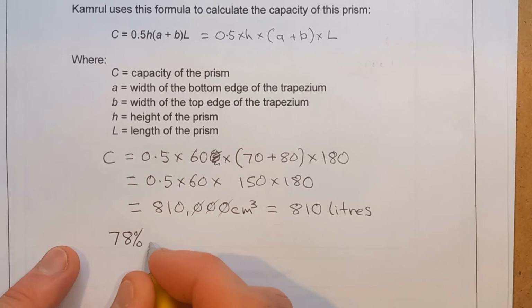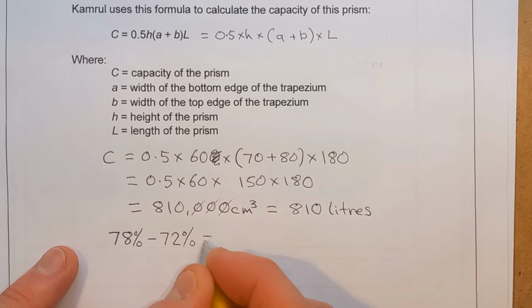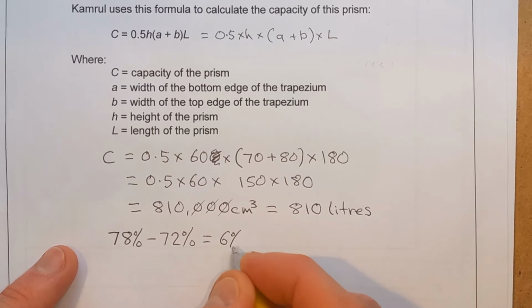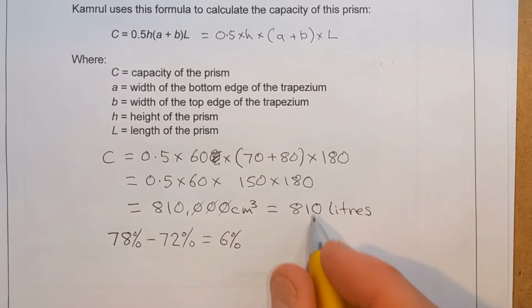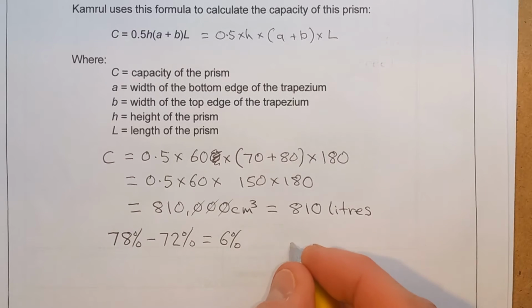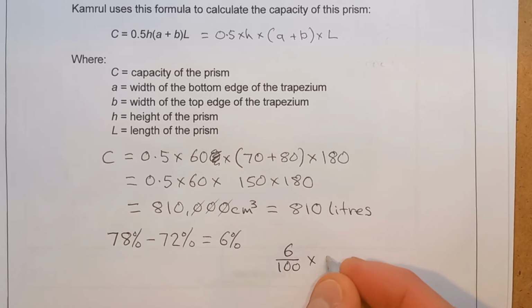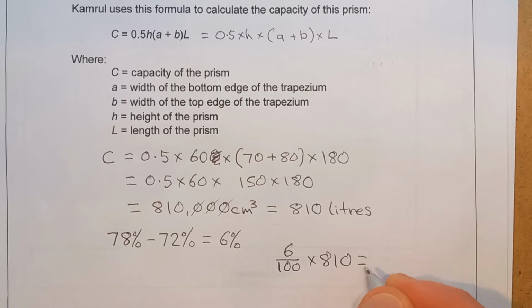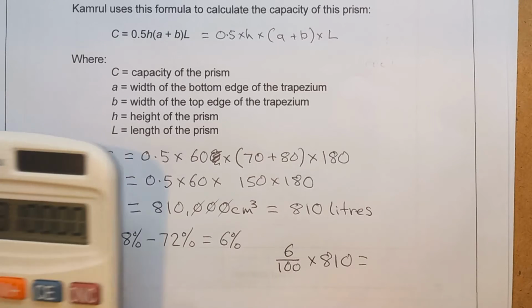So if he usually does 78% and we want to go down to 72%, actually, all we're interested in is 6%. So I'm going to do a shortcut and say, well, in that case, all I want to do is work out 6% of 810. So I can say 6 out of 100 times 810. So you can do it the other way and you'll see you get the same answer. This is just a bit of a shortcut.